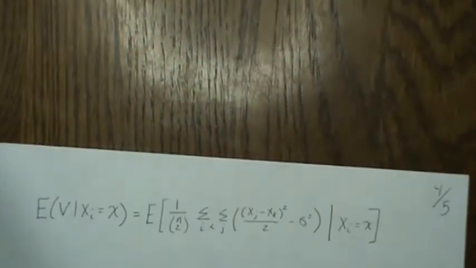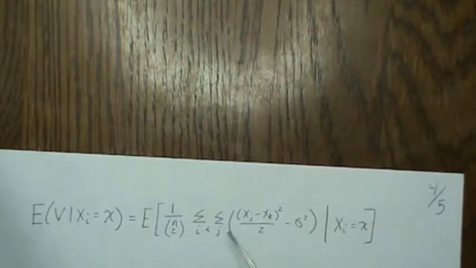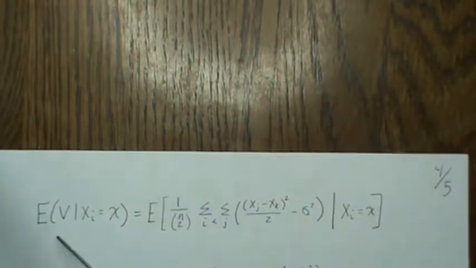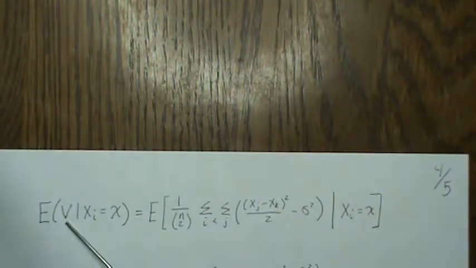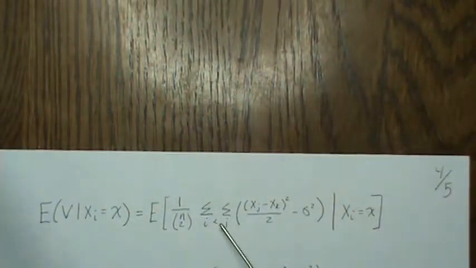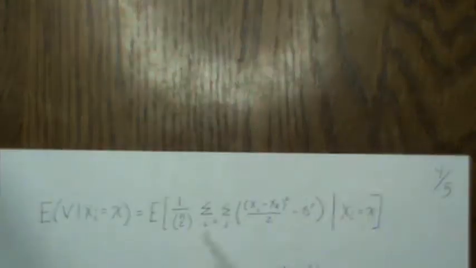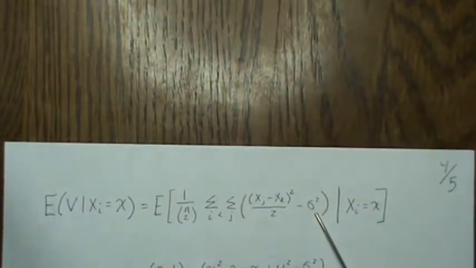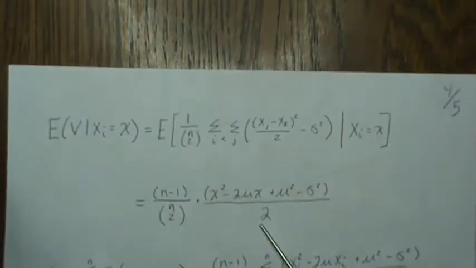Okay, so now for step 4, this is the next step. We're doing it piecemeal. We're going to take the expected value of V given that. So it's really this, what we have added is the sums and this piece here. And then we get this.